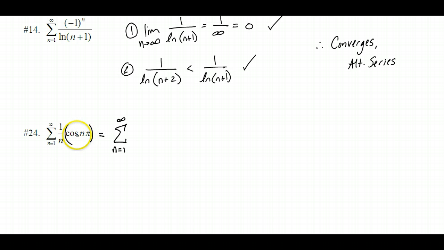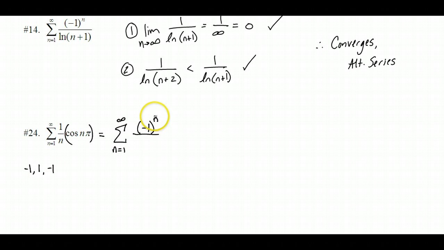So if we look at it, well, cosine in place of n, if we put in a 1, cosine pi is equal to -1. So our first term is negative. If I plug in a 2, cosine 2 pi is equal to a positive 1. If I plug in a 3, cosine 3 pi is negative 1. So we can replace this portion with an alternating series, and that would be negative 1 to the power of n because we do want that first term to be negative.